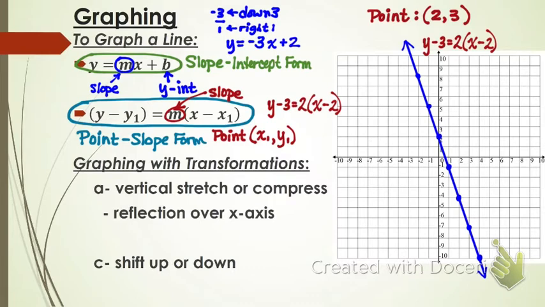What's the slope for this one? 2. So I want to graph this. I'm going to go plot the point 2, 3, right here. And then how would I use this slope? 2 up, 1 right. Make sure you can back it up as well.